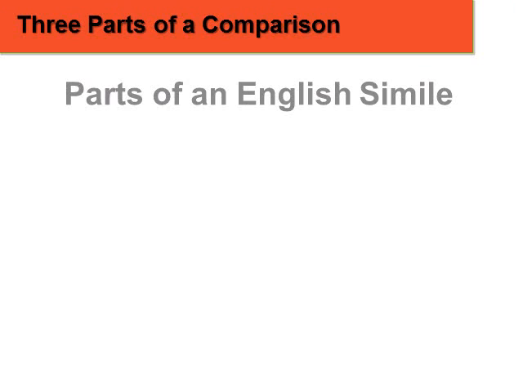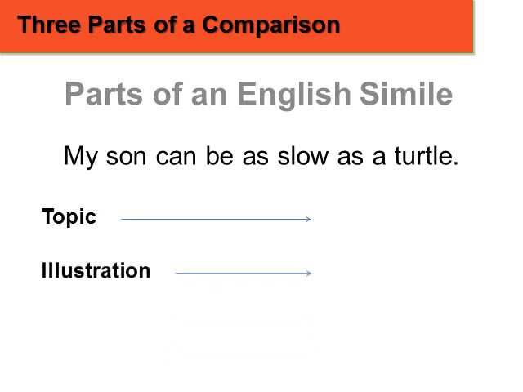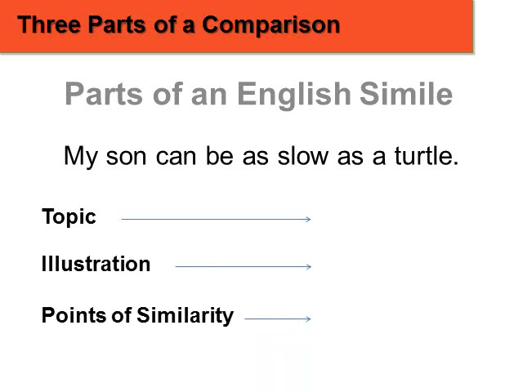Here is another simple simile in English. My son can be as slow as a turtle. Remember, the three parts we are looking for are topic, illustration, and points of similarity. In this sentence, the topic is my son. That is who is being talked about. The illustration is a turtle. That is what my son is being compared to. The point of similarity is their speed.